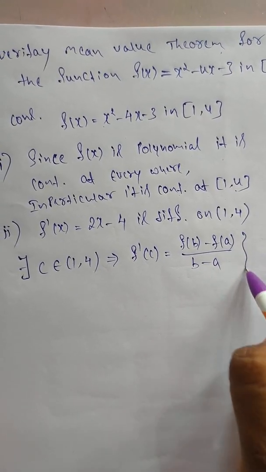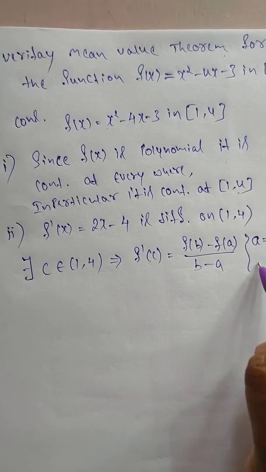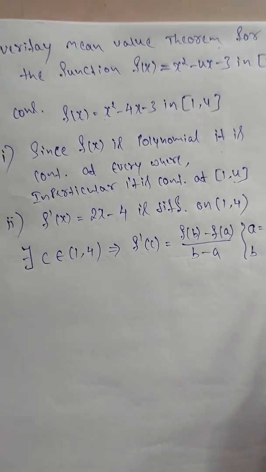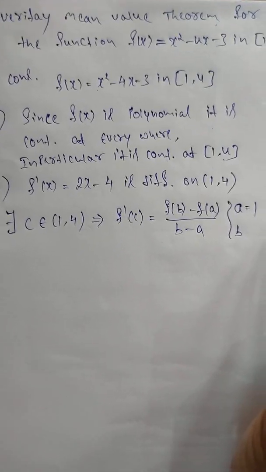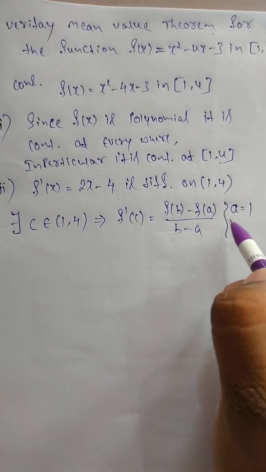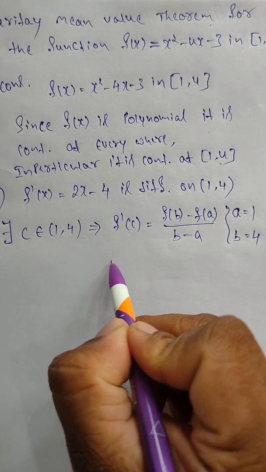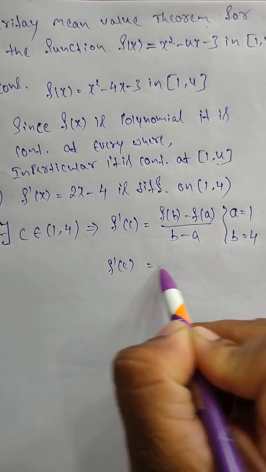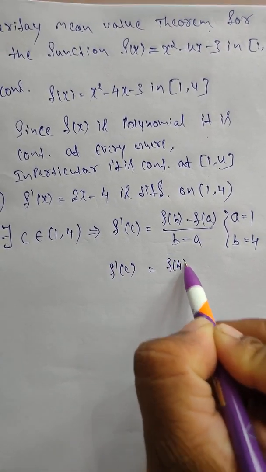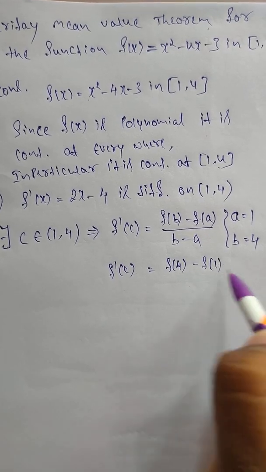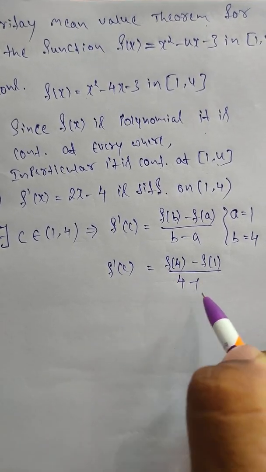Now what is a here? a is 1. What is b here? b is 4. Now I am substituting: f'(c) = (f(4) - f(1))/(4 - 1).